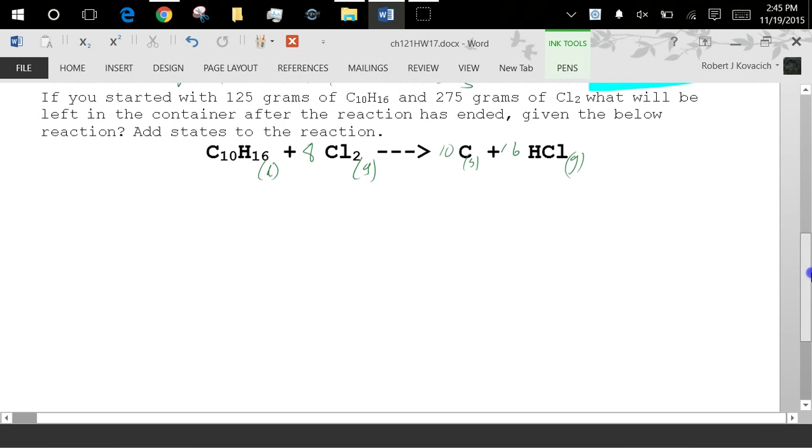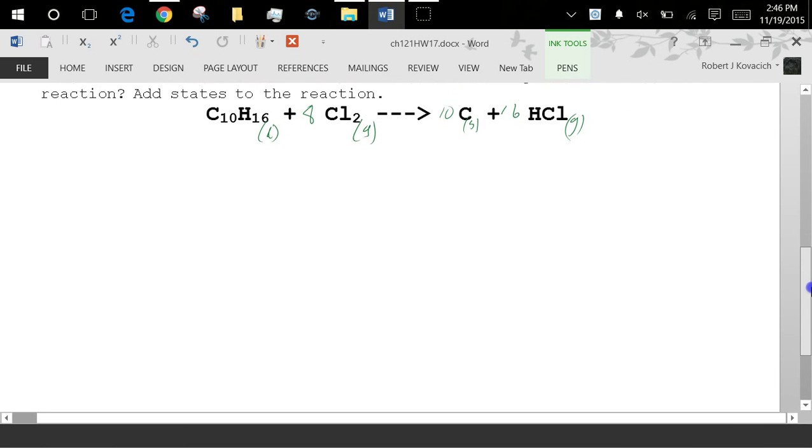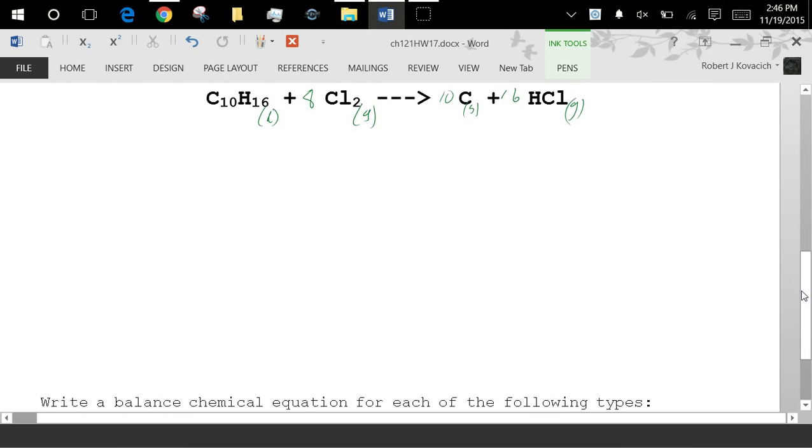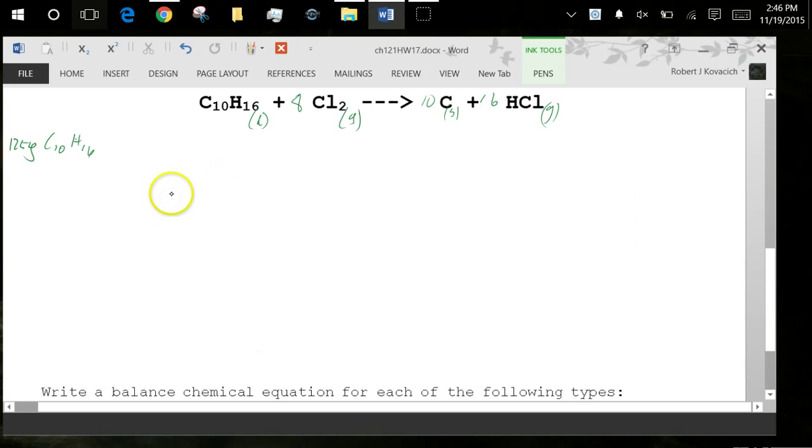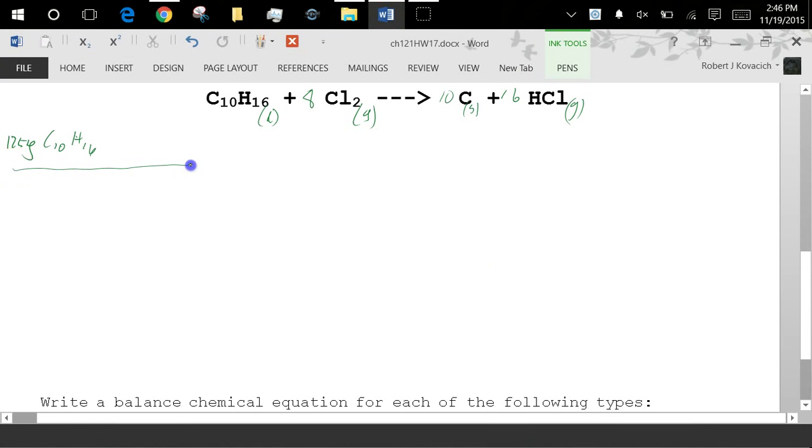Okay, so 125 and 275. So really we're just going to do the same thing. So I got 125 grams of decane. Oh, actually that's not decane. I don't know what that is. Oops. What is the deal with that?